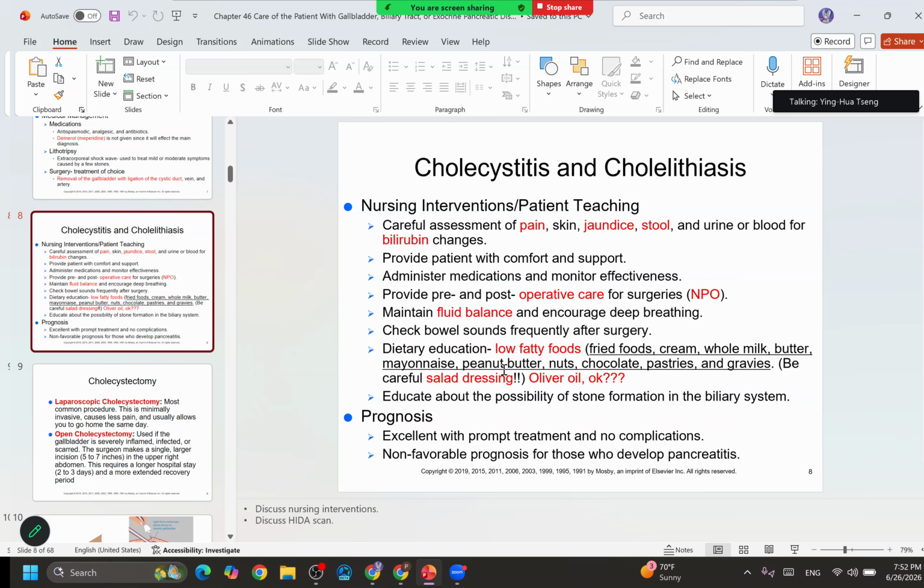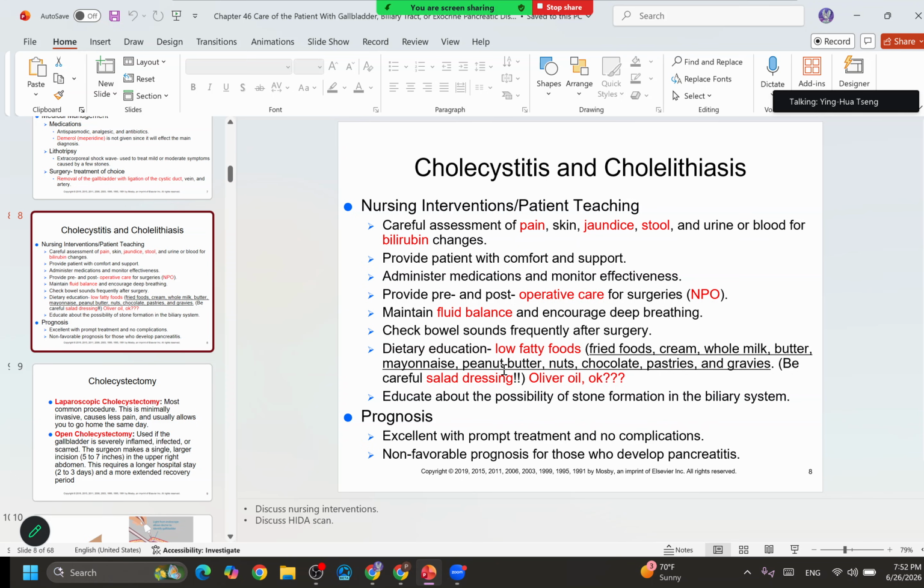Actually, olive oil is okay, but not a huge amount of olive oil. A little bit of olive oil is okay. Yeah, it's okay because this oil is a little bit different. Olive oil, we don't really need to use only for cooking. We also can use it for salad dressing, right?